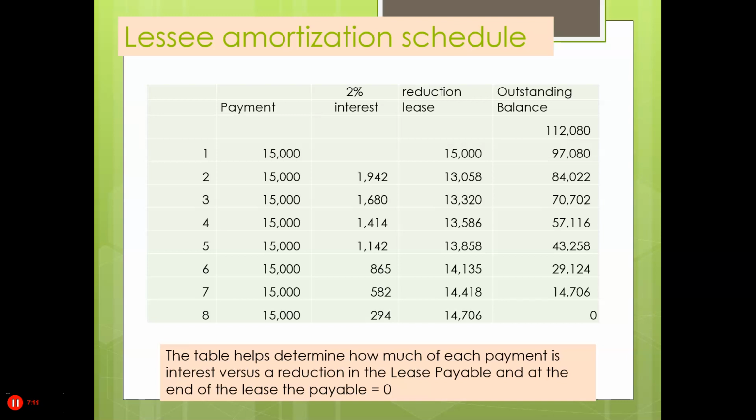So here is an example of our lessee amortization table. Again, the first $15,000 just reduces our outstanding balance of $112,080, but then the second payment will include interest. As you notice, as we go through this, we reduce our outstanding balance by the lease portion, not the portion that's interest. And in the end, we should equal 0 at the end of the 8th period, because remember, it's 2 years with payments 4 times a year, so that gives us 8 periods.